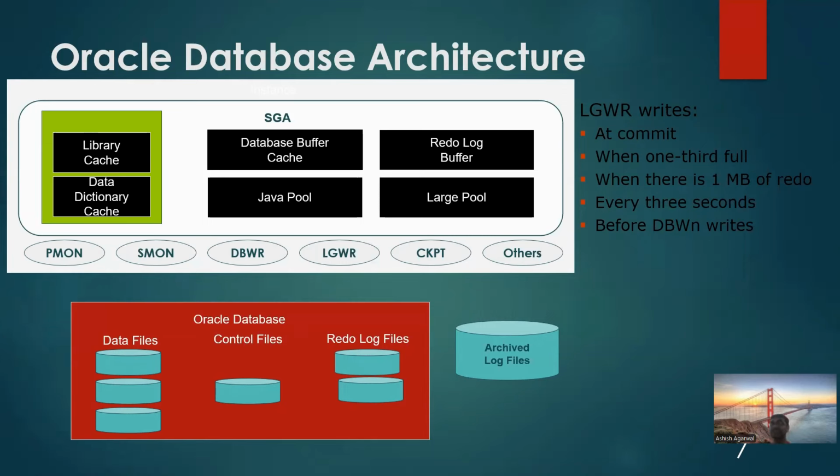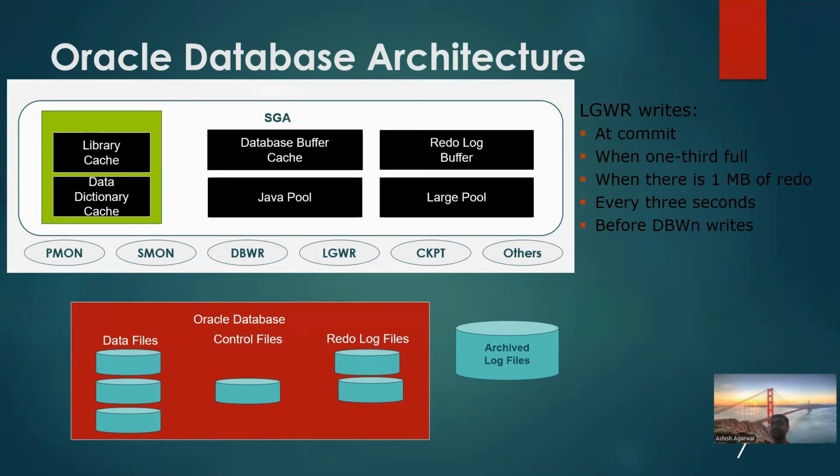DBWR stands for database writer. So this process actually reads the data from database buffer cache and writes it to data files. Now, same way you have the LGWR process. LGWR stands for log writer. So as the name suggests, log writer assists in writing the data to redo log file.